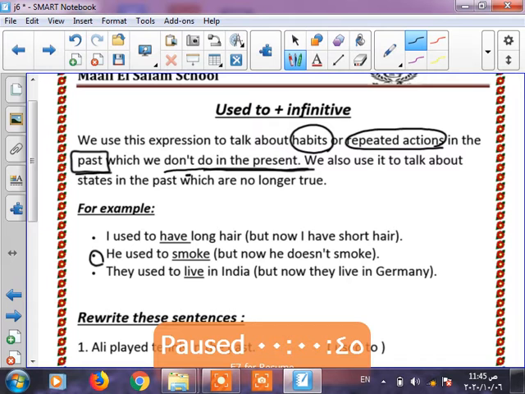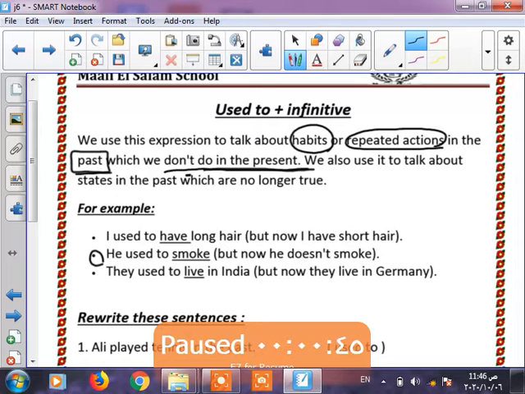We have another usage for used to. We use it to talk about states in the past, states in the past which are not true now. What's the meaning of states in the past? When I say, in the past, I was fat, but now I am thin. So, now I am fat? No, I am thin. So I have to say, I used to be fat in the past, but now I am thin. So we use used to talk about states in the past, and these states are not true now.